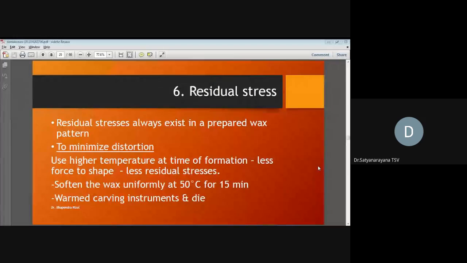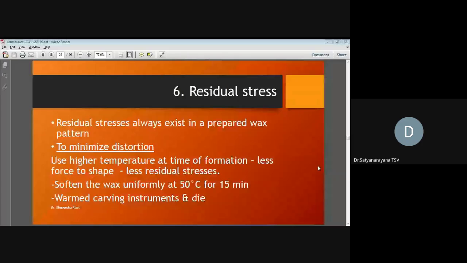One more instrument is called the PKT carver. Not the carver you use for your BDH. These are called PKT carvers. PK Thompson has given that, so they are called PKT carvers. They also should be heated, so that everything will be at higher temperatures.